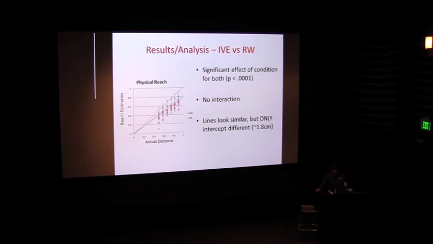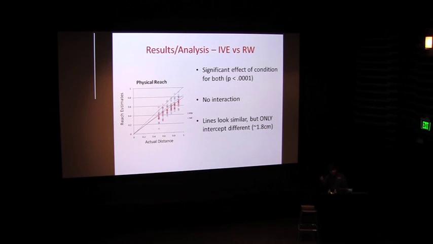So the viewing condition was significant. There was an effect between the IVE and the real-world viewing. That difference in intercept was approximately 2 centimeters in distance. But the condition accounted for about 6% of the variance in responses. Okay, just to give you some perspective.